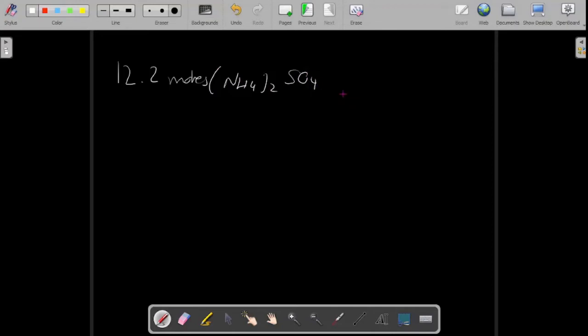Okay. I open my factor label method because I'm going from one thing to another. And I say to myself, what am I trying to get rid of? What is it that I don't want anymore? I want to have moles of ammonia, not the moles of the fertilizer. So I'm going to put the moles of fertilizer at the bottom.